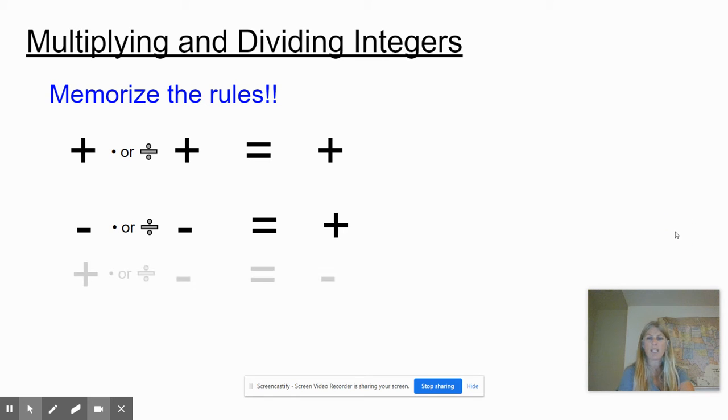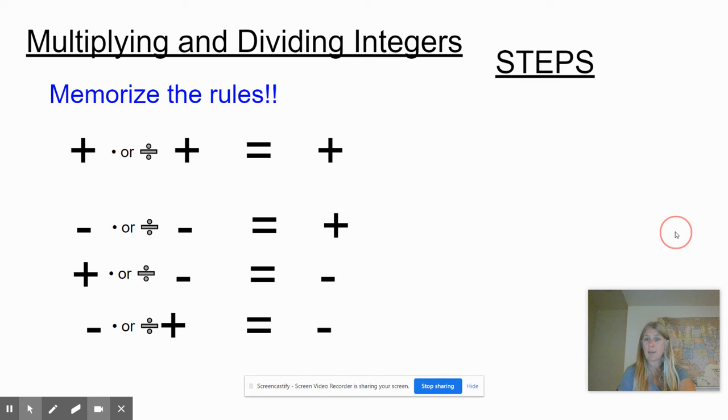Now we get our combinations. If we have a positive times a negative or a positive divided by a negative, that answer is going to be a negative. Same other situation, reverse that. If we have a negative times a positive or a negative divided by a positive, that answer is going to be negative. Some people like to say if they're the same, then the sign's going to always be positive. If they're different, then that is always going to be negative.